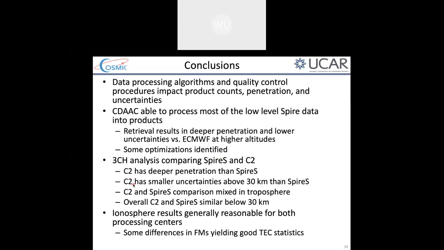Down lower in the troposphere, a couple of mixed results, but generally quite consistent, I would say, between the 2 processings. And on the ionosphere side, we generally get reasonable TEC results from both data sets. We do find some differences in the computation of the DCBs and how often that's done. And that impacts our judgment of the goodness for each FM. And we get a little bit different results.